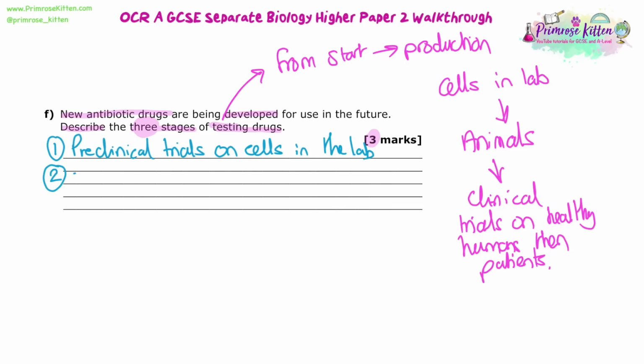So preclinical trials on cells in the lab, making sure we've talked about cells and the idea of preclinical trials. Then animal testing, again, still in the lab. That still comes under preclinical trials. It's one of the stages of that. And then we go to clinical trials, human clinical trials on healthy volunteers, and then patients or sick people or people with the illness.